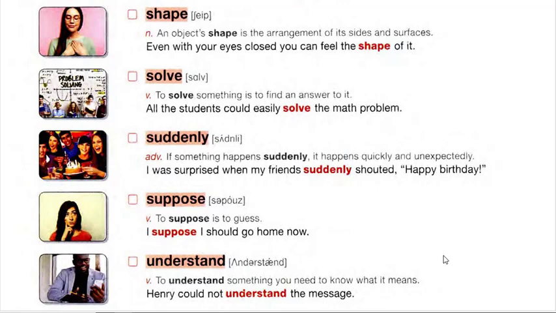The next word, shape. This is a noun. An object's shape is the arrangement of its sides and surfaces. Even with your eyes closed you can feel the shape of it.